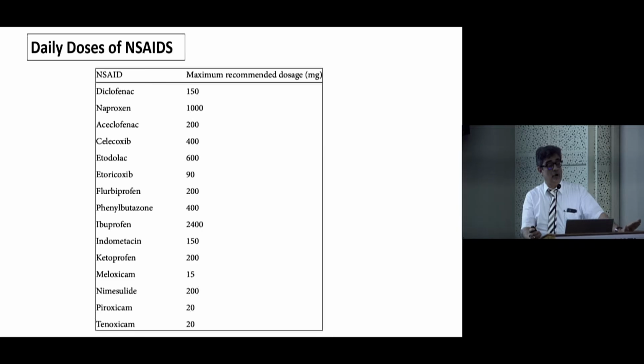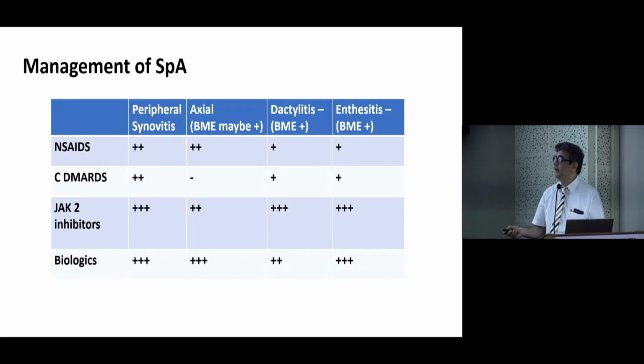Etoricoxib produces a lot of fluid retention. You have to be very careful in the middle-aged and elderly who have other comorbidities, especially hypertension. It causes a lot of edema, etc. So the older ones also work. You might have to give a PPI, which somebody is talking about, but it does work, and you have to give it for a reasonable period of time.